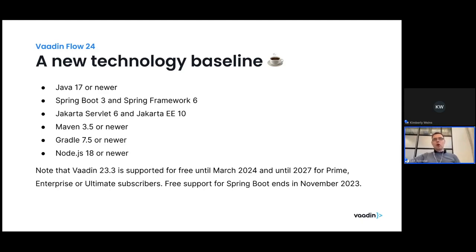At the same time, no worries if you can't update right away. Vaadin 23.3, which is the latest in the 23 series, will be supported for another year until March 2024 for free. And then if you got a Prime, Enterprise, or Ultimate subscription, then you are covered until 2027. So that's a couple of years already. And then beyond that, also even longer with extended maintenance. Also worth noticing that actually Spring Boot ends support for free even earlier than that. So that's already happening in November this year. So that might be an even more urgent reason for you to update if you're using Spring Boot.